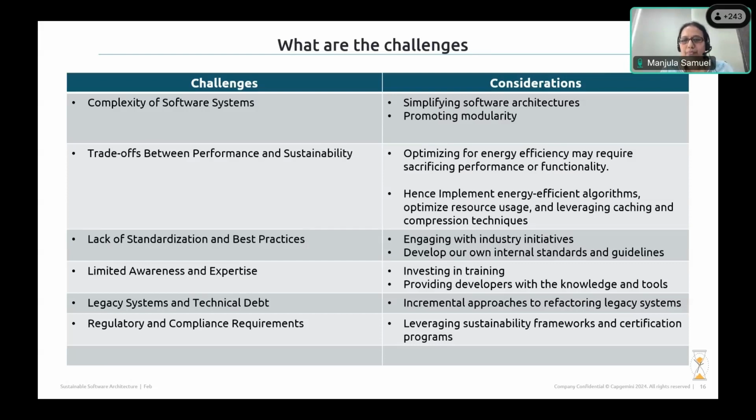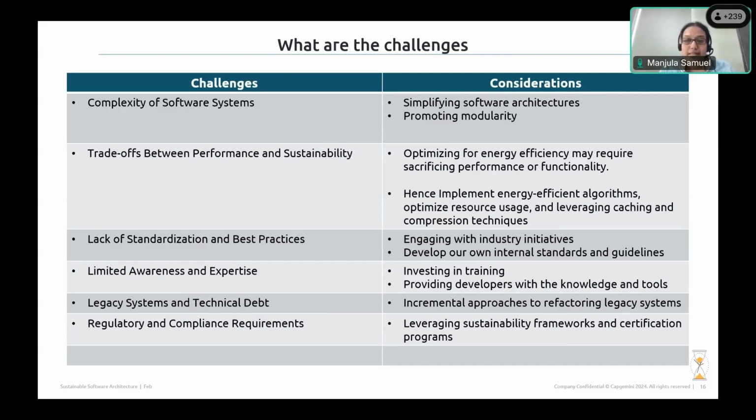There is also often limited awareness and expertise within the software development community about sustainable software architecture and practices. So the right investment in training and education initiatives to build expertise in sustainable software architecture is very essential. Providing developers with the knowledge and tools they need to integrate sustainability considerations into their design and development process can help drive the adoption and implementation of sustainable practices.